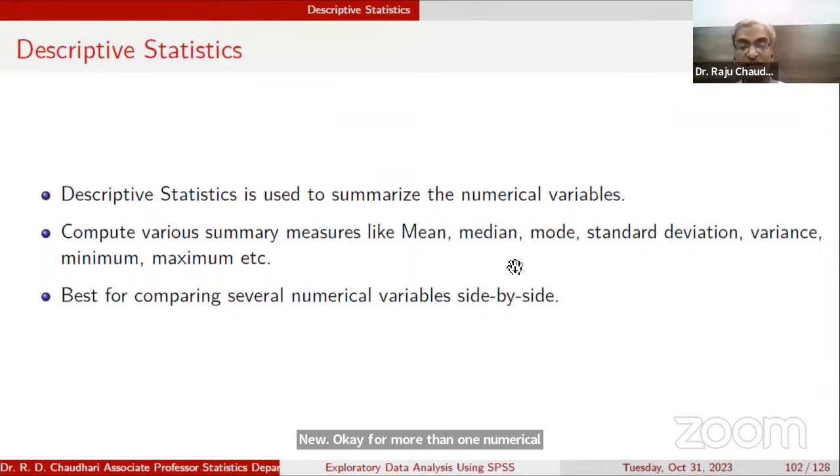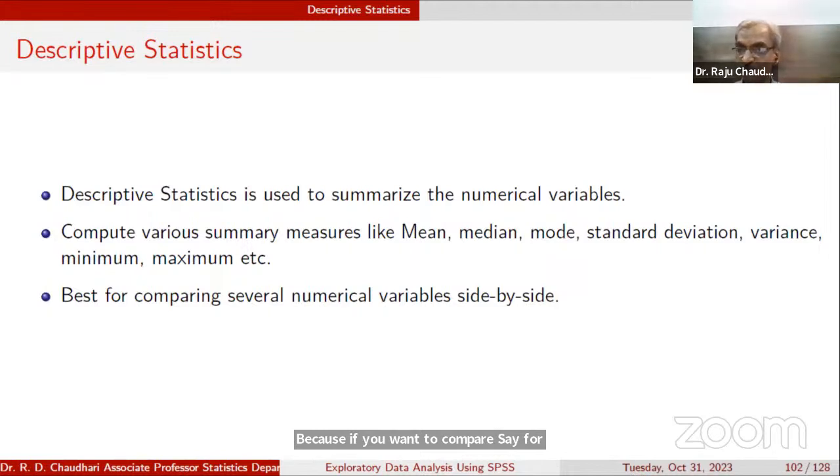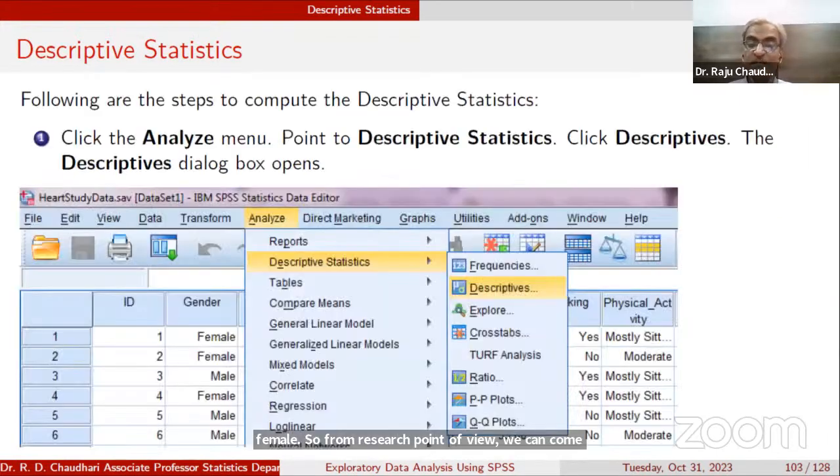So descriptive statistics, as I told you, is nothing but a numerical summary: mean, median, mode, standard deviation, variance, minimum, maximum. Because if you want to compare, for example, blood glucose for male and female, I can compare minimum blood glucose for male and minimum for female, mean blood glucose for male, mean blood glucose for female. So from a research point of view, we can compare this.